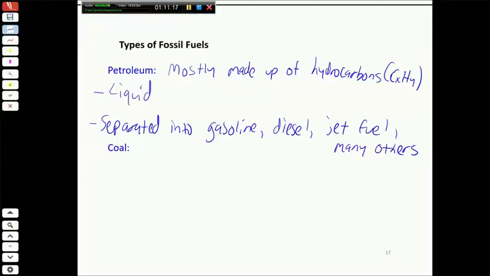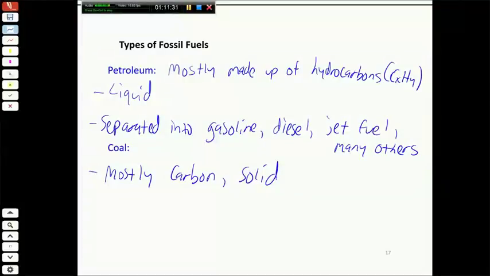And then finally, coal is the other major source. Coal is mostly made up of carbon. It's going to have trace amounts of other elements in it as well. Typically oxygen is a major component of coal, a little bit of sulfur. But it's mostly made up of carbon, and it's a solid fuel. And the different types of coal, depending on where you get it from, depending on what natural source you extract the coal from, are going to have different carbon content.